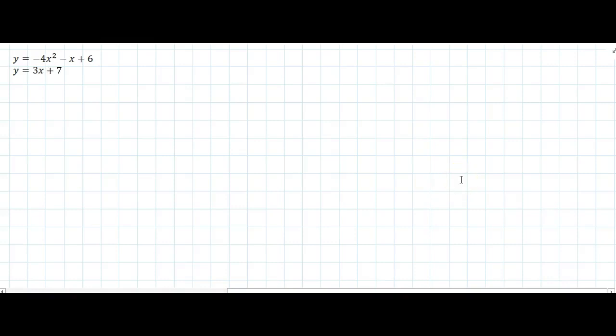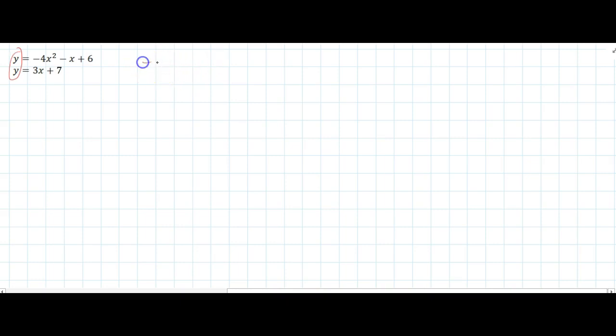So this is a video on intersection of straight lines and parabolas. This is the last example that I'm going to go through. It has a negative inverted parabola and a linear equation. Again, since they are both equal to y, we can make them equal to each other.